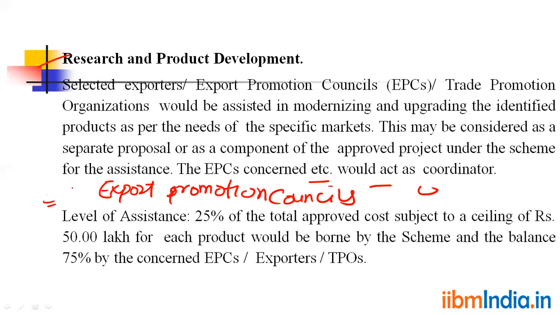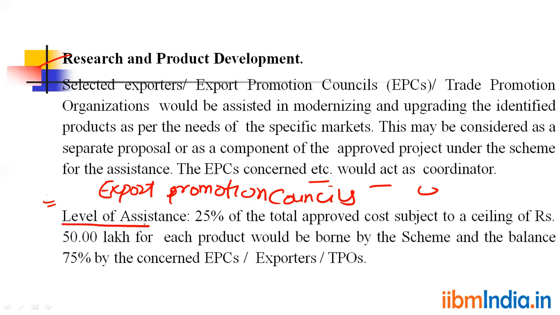selected exporters, export promotion councils, trade promotion organizations would be assisted in modernizing. Suppose you are looking at modernizing and upgrading the identified product as per the needs of a specific market. This may be considered as a separate proposal or a component of the approved project under the scheme for the assistance. The concerned export promotion council would act as a coordinator.